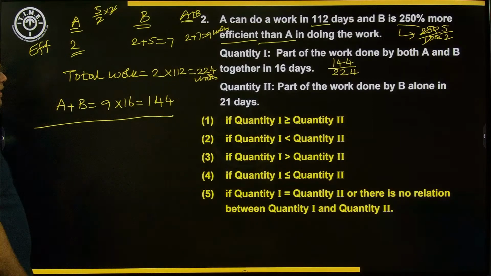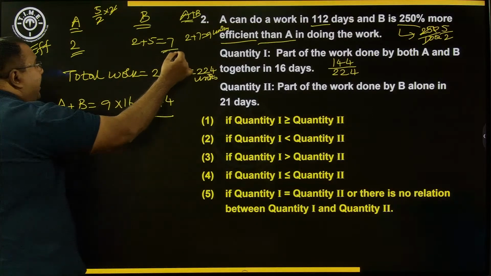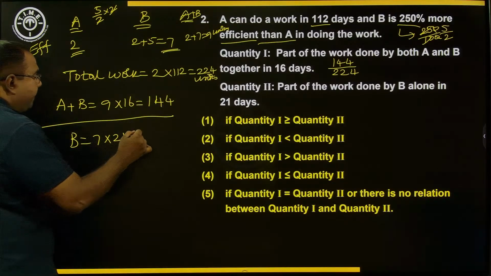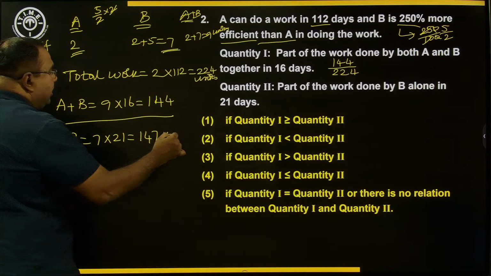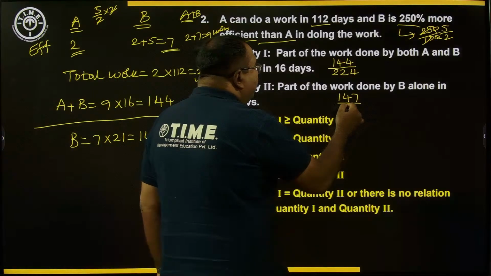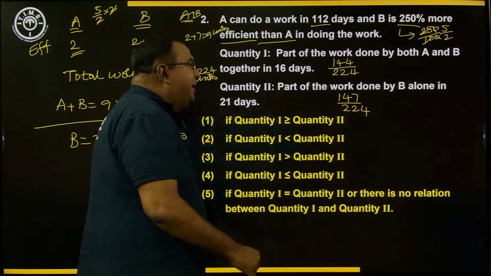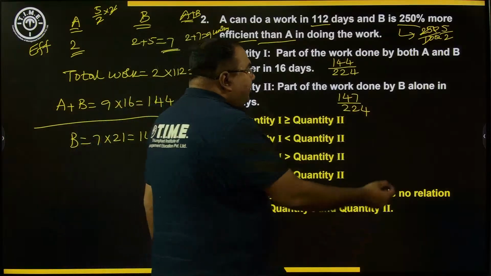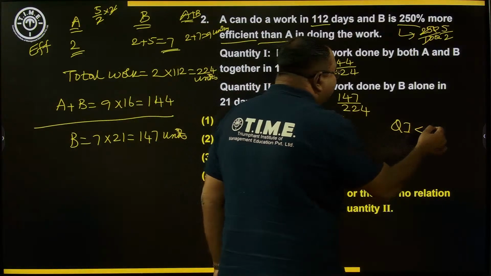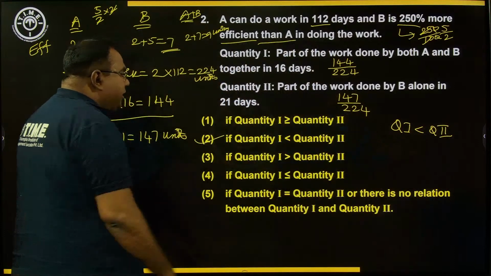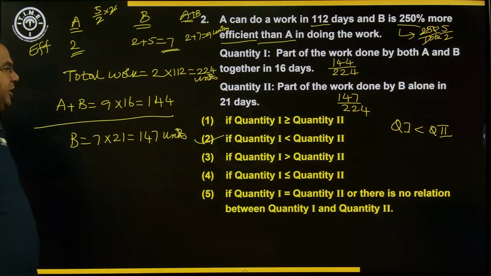Okay. Next, second quantity. Part of the work done by B alone in 21 days. B per day will do 7 units. So B in 21 days, he will do 7 into 21, 147 units. So what part of the work is done? He has done 147 out of 224. Simple fraction comparison. Denominator is same. So I need to find out 144, 147. 147 is more, 144 is less. Quantity 1 clearly less than quantity 2. Quantity 1 less than quantity 2, it is present in choice 2. It is present in choice 2, right? Let's move it.